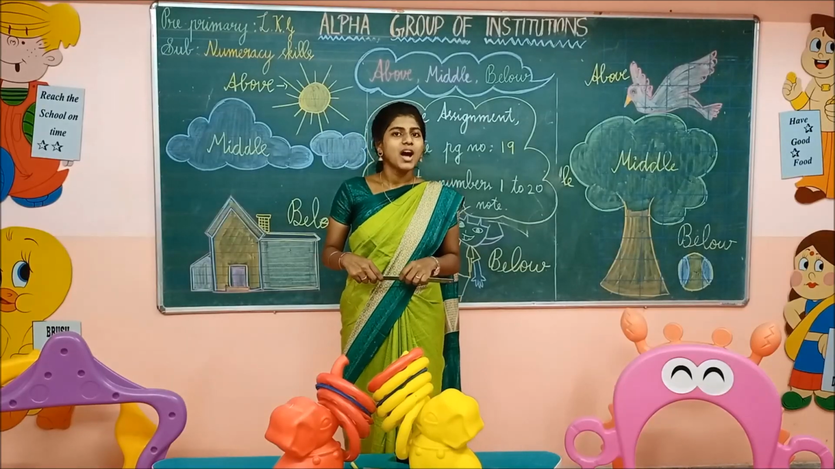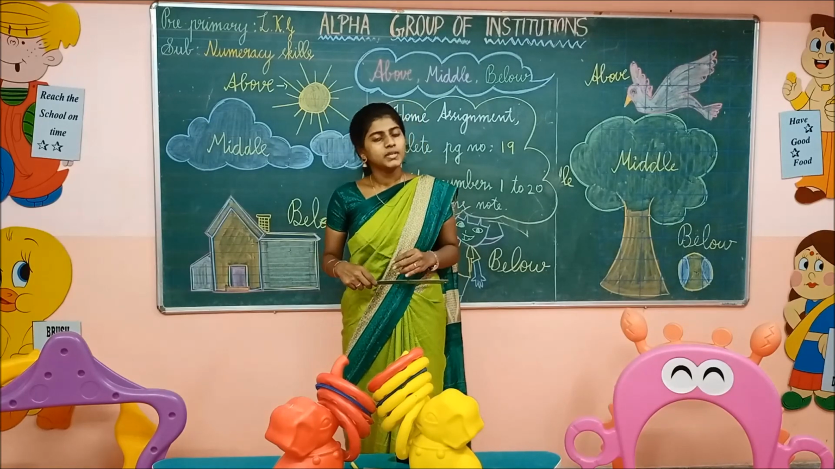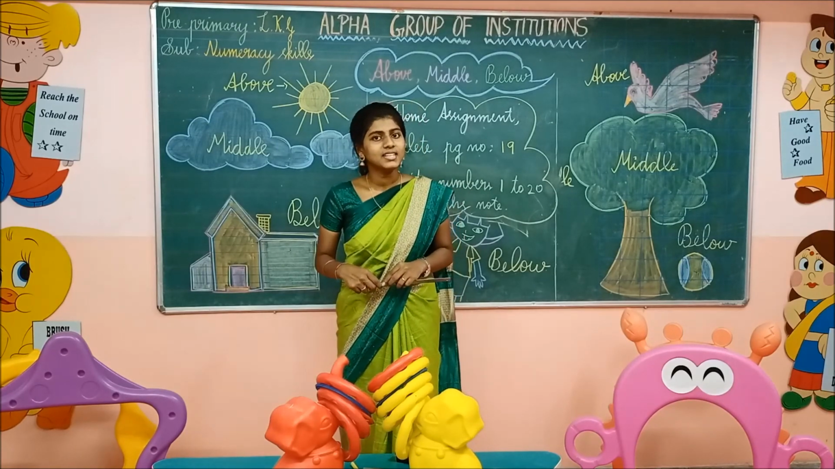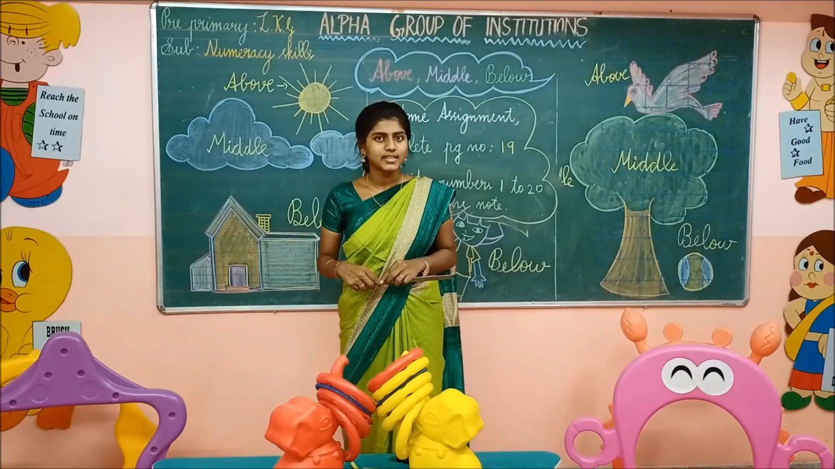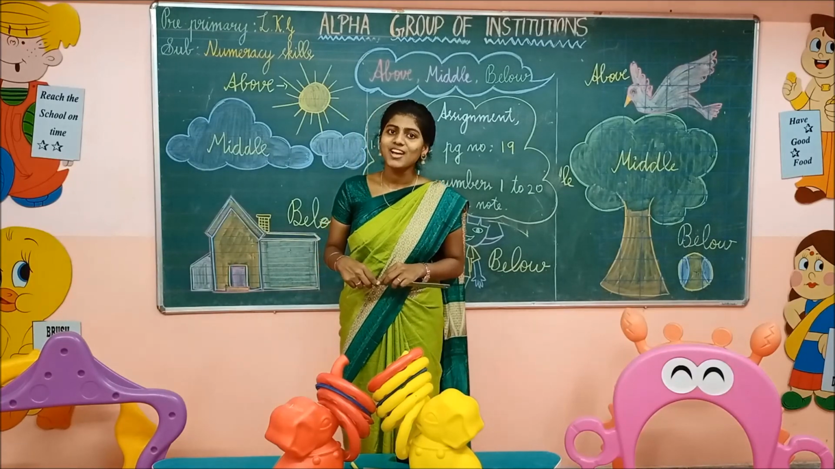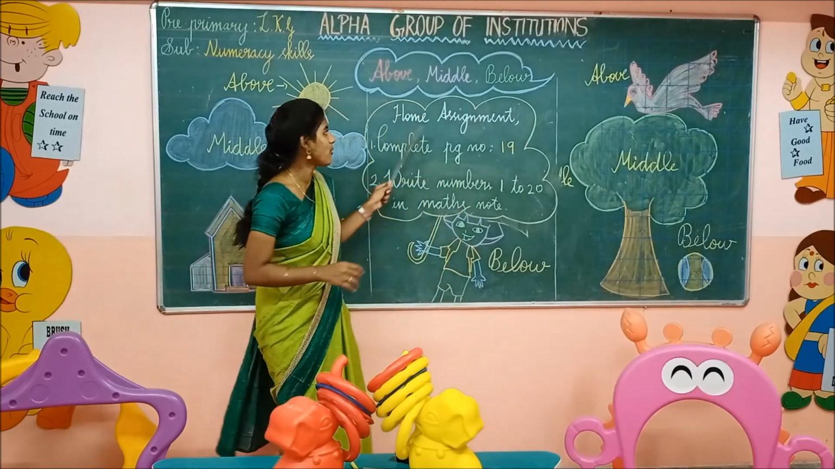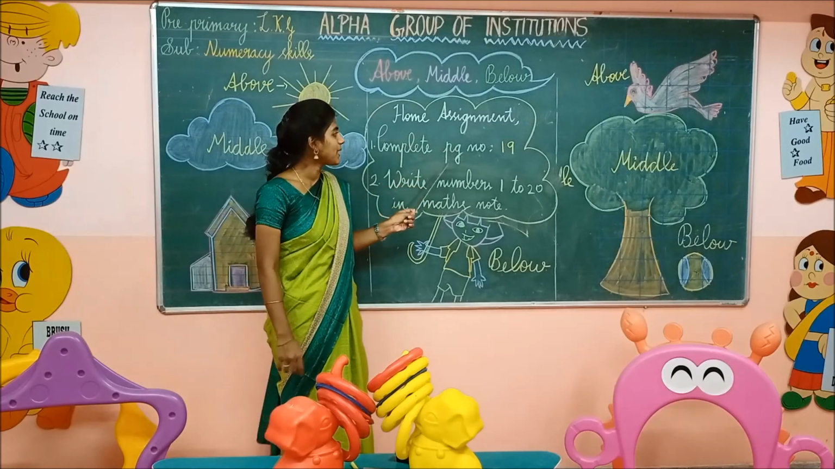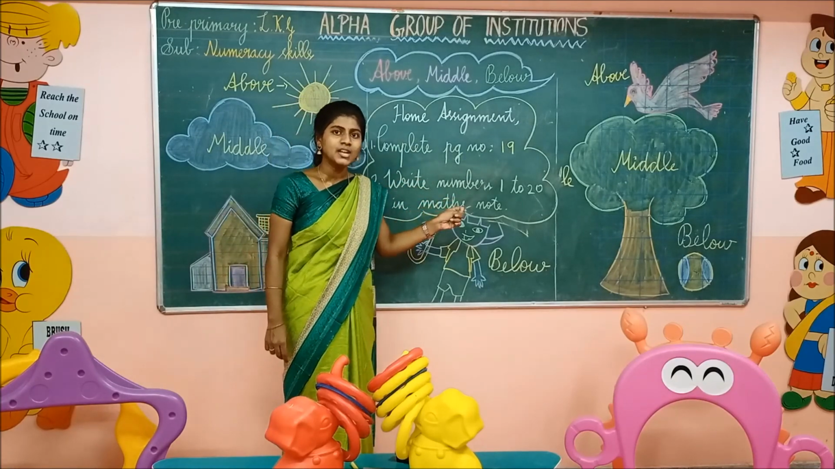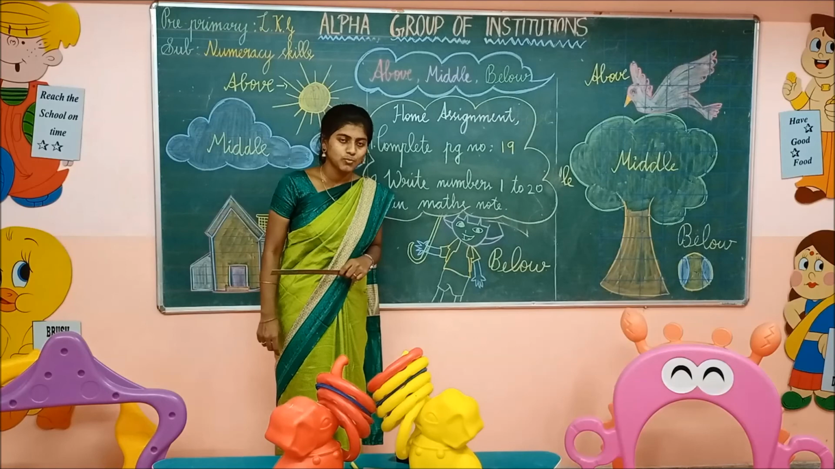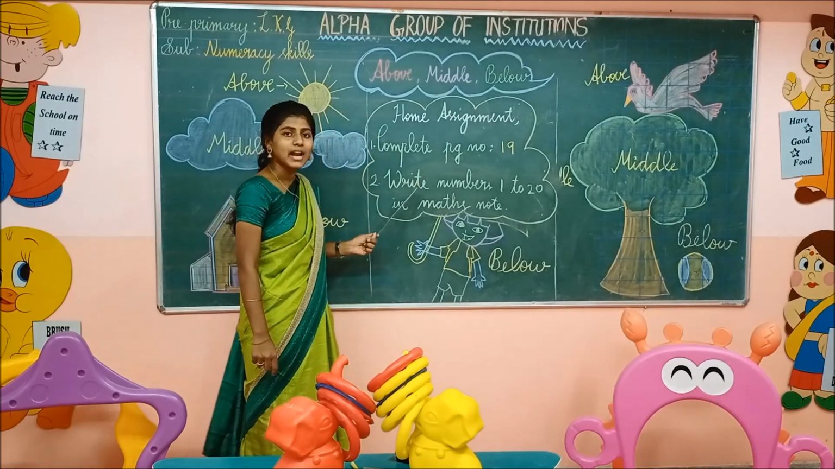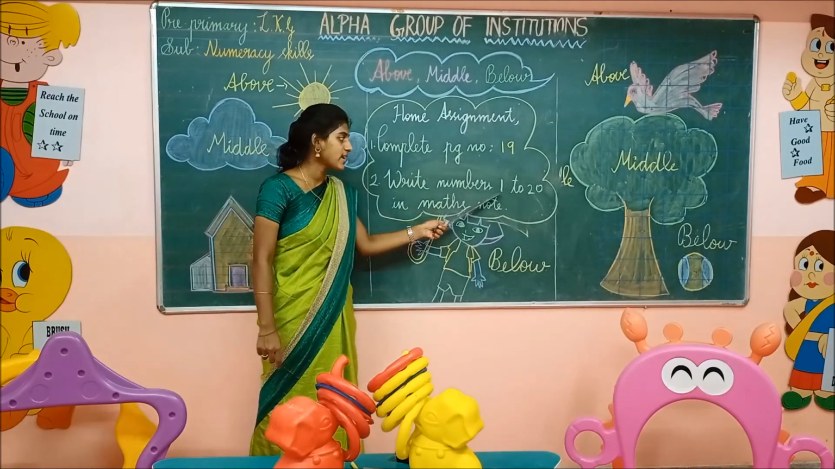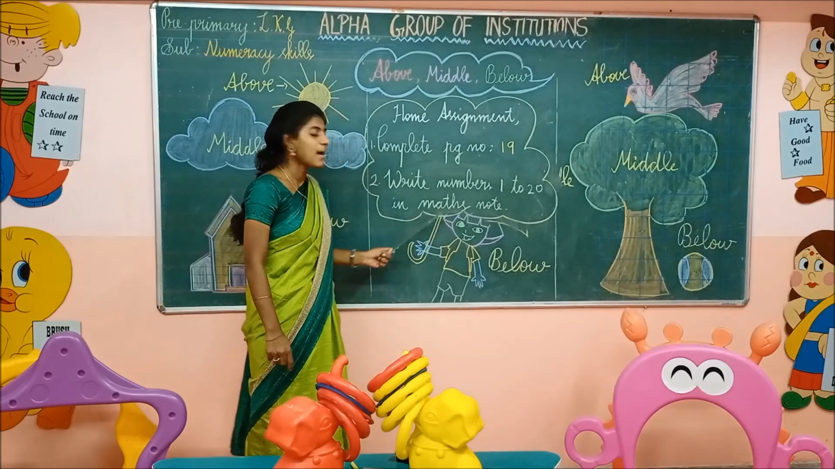Children, I hope you understood above, middle and below and learned numbers from 1 to 10. Now it's time for your home assignment. For your home assignment, you have to complete page number 19 in your numeracy skills textbook and you have to write numbers from 1 to 20 in your maths note.